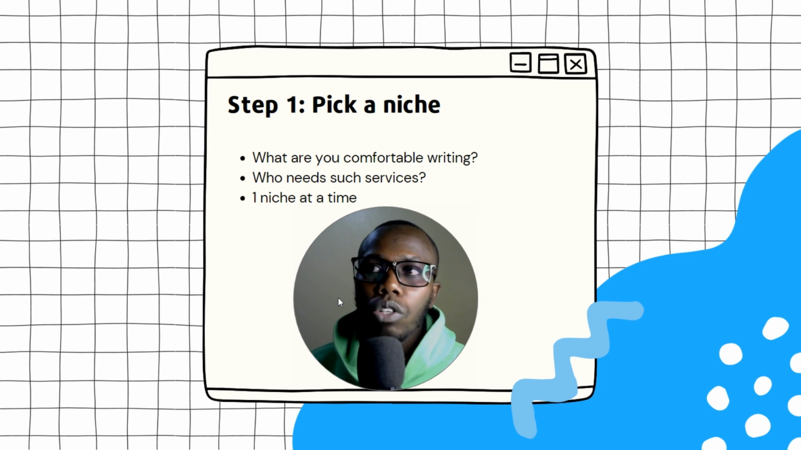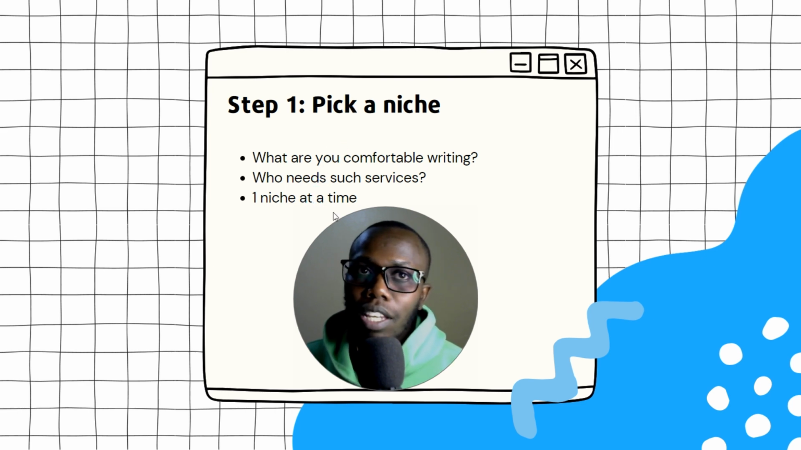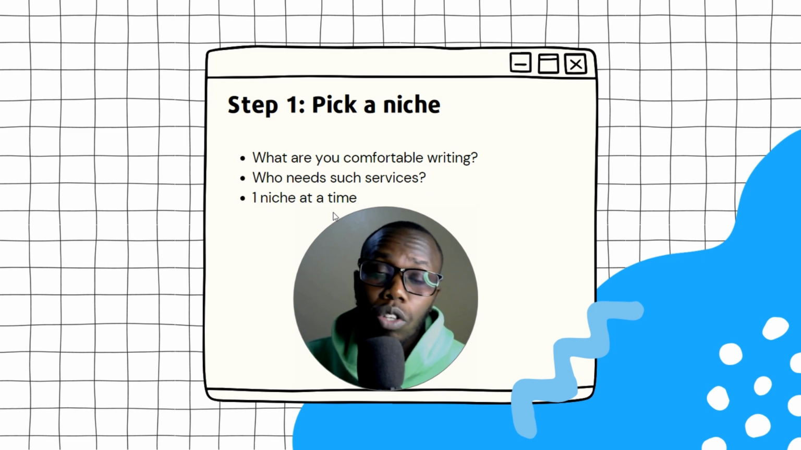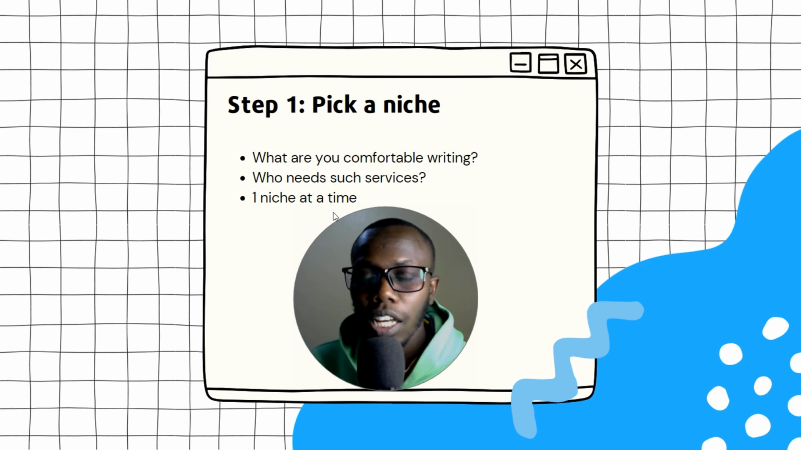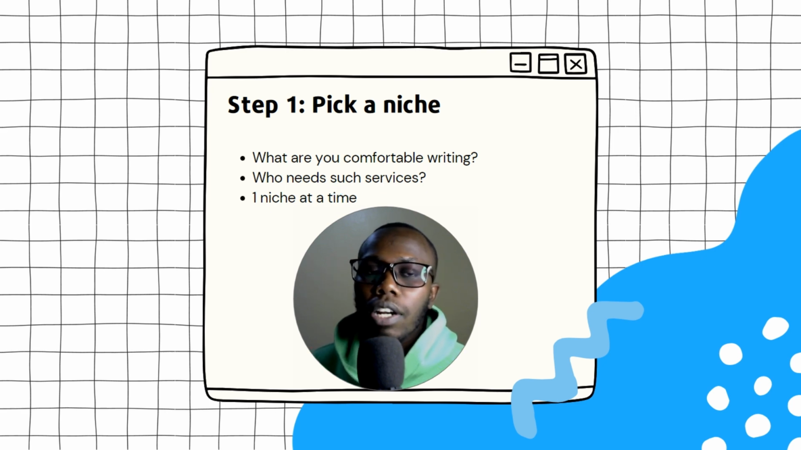Now, how do you find these direct clients? The first thing you need to do is to pick a niche. Every time you want to get into writing, people tell you, oh, you need a niche, but actually for you to get direct clients, you need a niche. How do you do that? What you need to ask yourself is, what are you comfortable writing about?